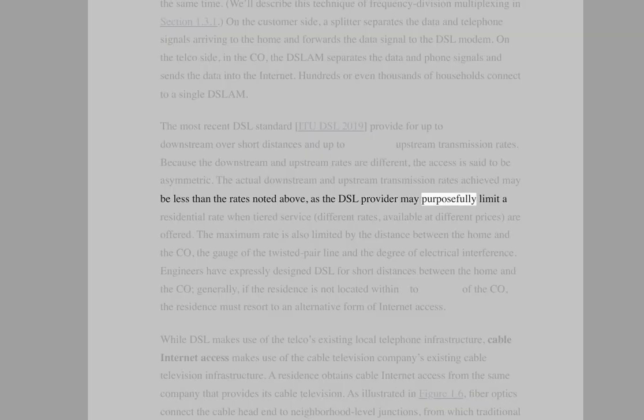may purposefully limit a residential rate when tiered service, different rates available at different prices, is offered. The maximum rate is also limited by the distance between the home and the CO, the gauge of the twisted pair line, and the degree of electrical interference. Engineers have expressly designed DSL for short distances between the home and the CO. Generally, if the residence is not located within a short distance of the CO, the residents must resort to an alternative form of internet access.